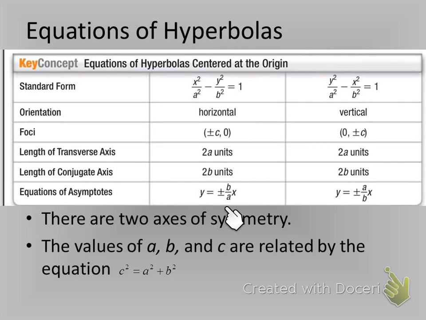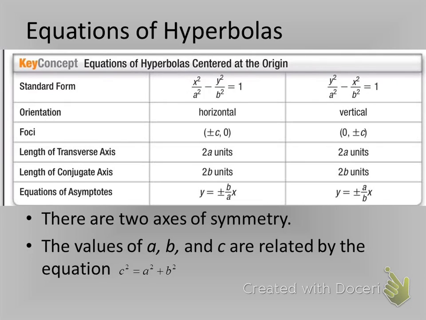One positive, one negative, two lines, right? And you get that from b over a. Alrighty. Vertically, if you look, they're very similar, okay? Obviously your foci then move up and down, not left and right. So that's why plus or minus c is in your y coordinate. And then you flip-flop your slope. It's a over b for your asymptotes instead of b over a. Okay?